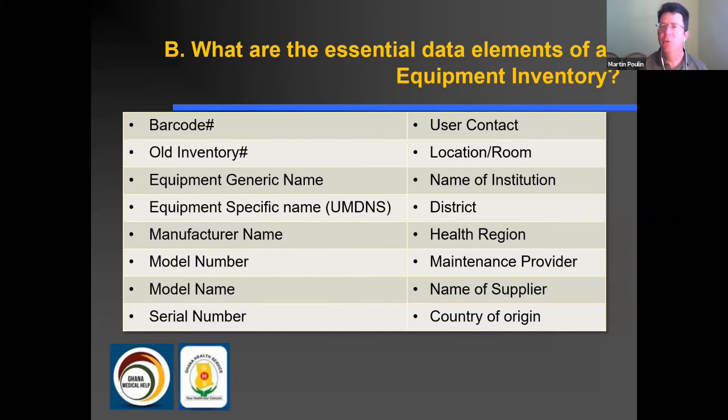So what are the essential data elements of an equipment inventory? The first one is a unique identification number, which is typically listed as a barcode number. So that's right at the top.